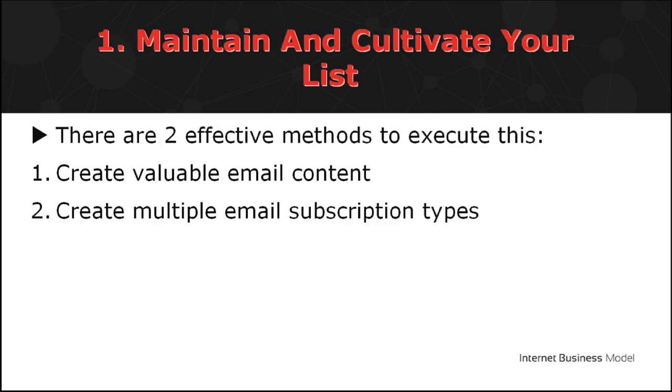The first step is to maintain and cultivate your list. There are two effective methods to execute this. 1. Create valuable email content. Your content must offer incredible value if you want your subscribers to stay subscribed and forward your email to their family or friends that are not on the list. 2. Create multiple email subscription types. By segregating your email subscription types, you can be more focused by sending more targeted content to a very specific audience.